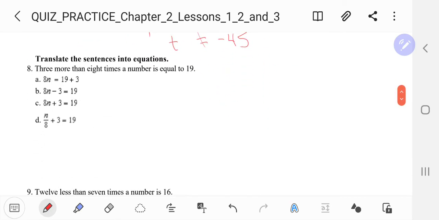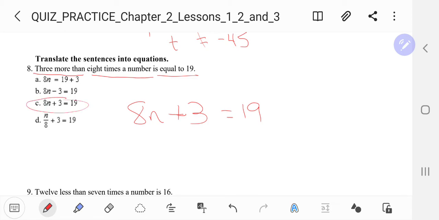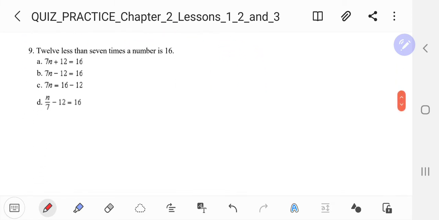3 more than 8 times a number. 3 more than. I always put the 3 at the end. Okay? What's it 3 more than? 8 times a number. In this case, they use n, so I'll use n. And then is equal to 19. There we have it. Let's see. Looks like that guy right there.